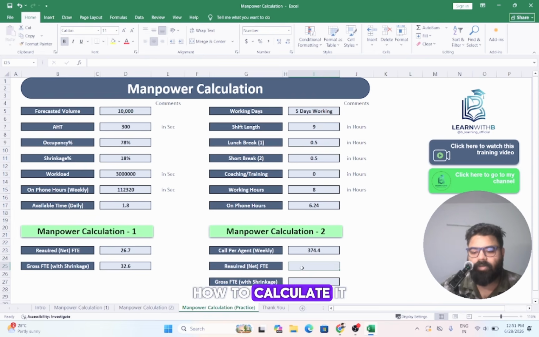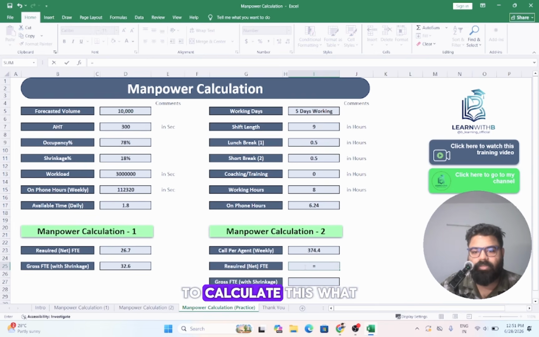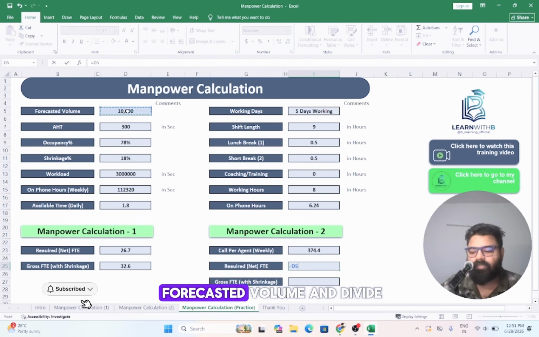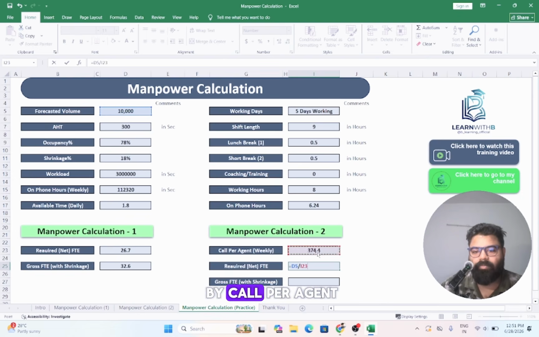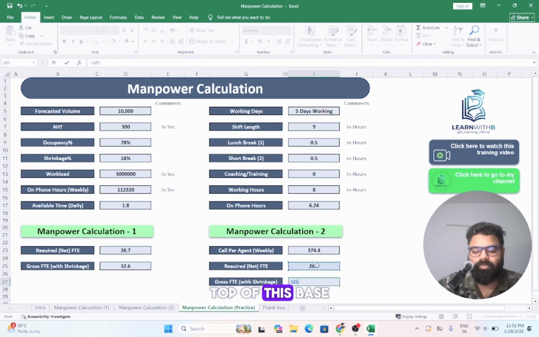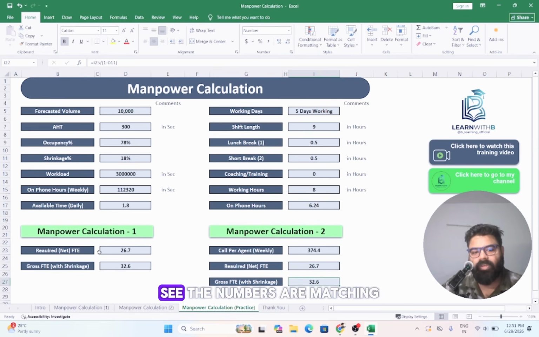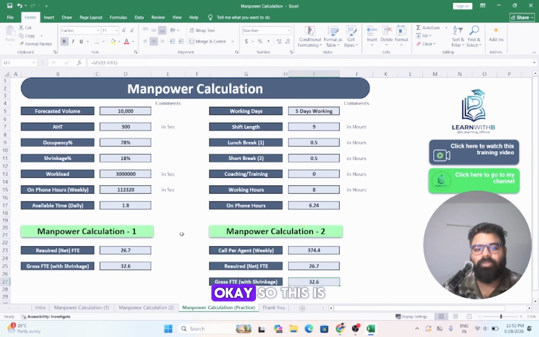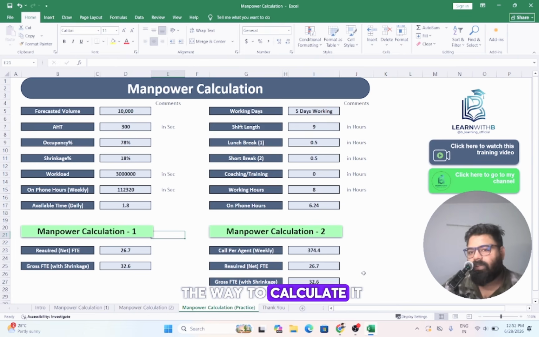Required net FTE, how to calculate it? You can take your forecasted volume and divide by calls per agent, right? It will give you your required FTE. The same way we can add shrinkage on top of this: base FTE divided by 1 minus our shrinkage, which is 18%. So this way you can calculate. See, the numbers are matching, however both the calculations are different. Okay, so this is the way to calculate it.